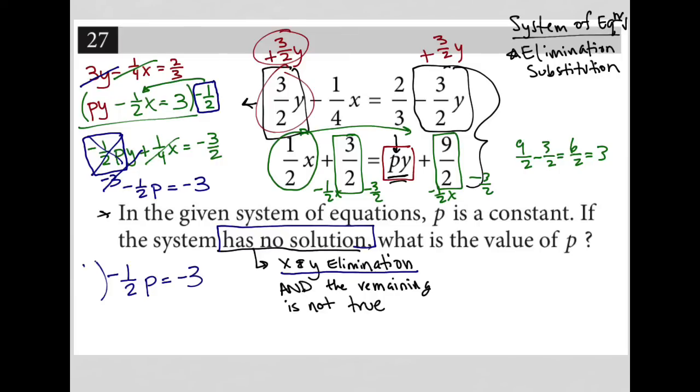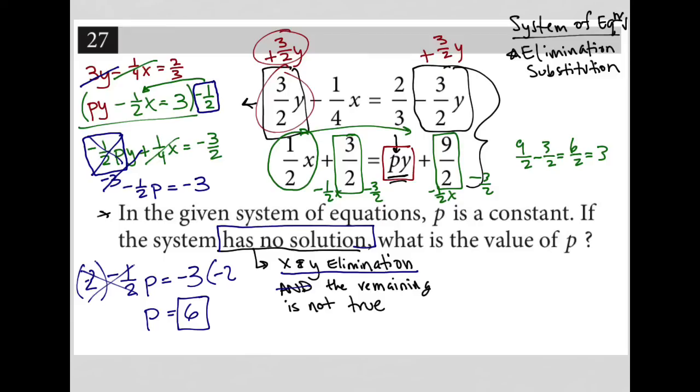I can multiply by negative 2. That crosses that out, leaves me with a positive p is equal to positive 6. And therefore the answer here is positive 6. So 6 is my p-value. It allows for both x and y to eliminate. The remaining is not true.